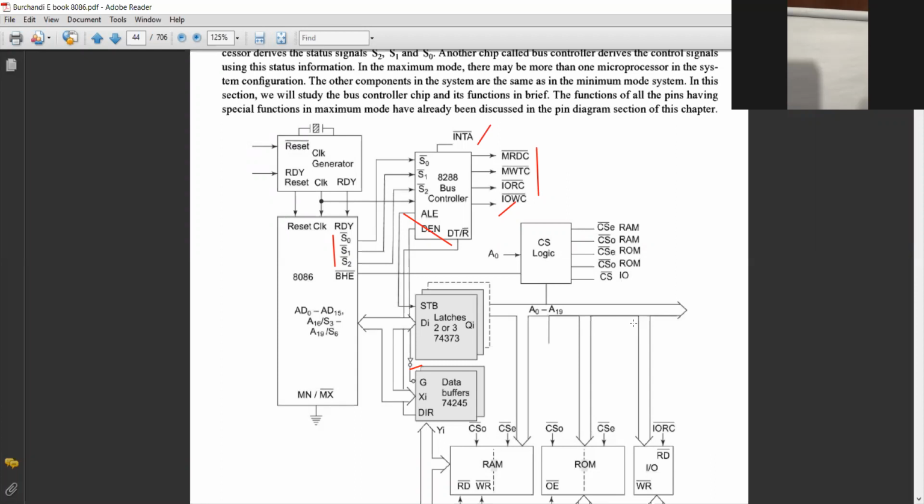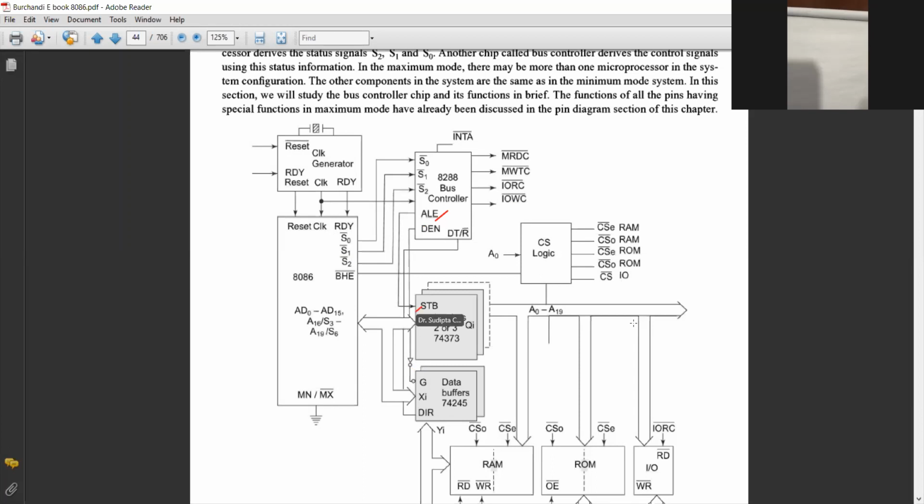So DEN becomes DEN bar. Is it clear or not? Yes, sir. This DEN will be converted into the DEN bar. Next, ALE is connected with a latch. Just see, ALE connected with a latch.